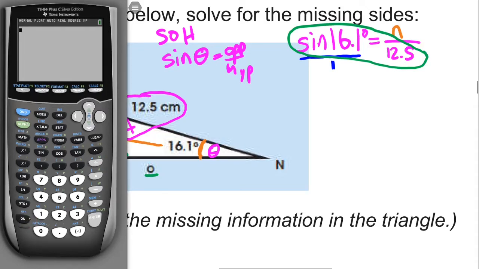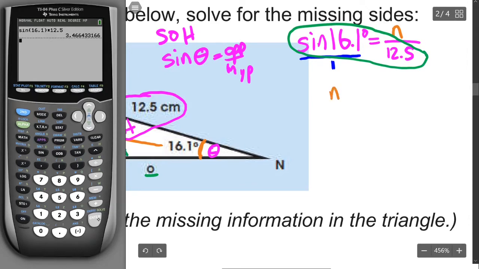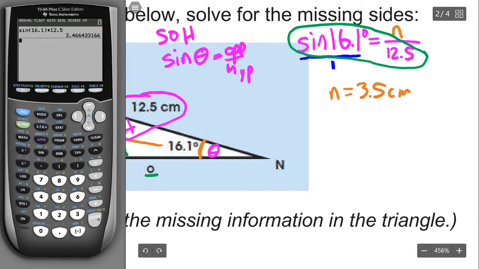So what we're going to do is sine of 16.1 close bracket times 12.5 equals 3.46. Okay, let's round that to 1 decimal place. So we'll say n is 3.5 centimeters.